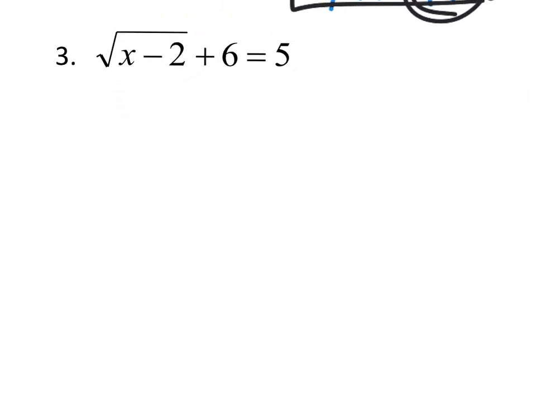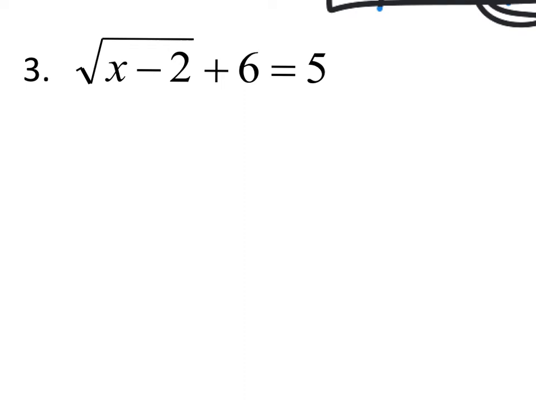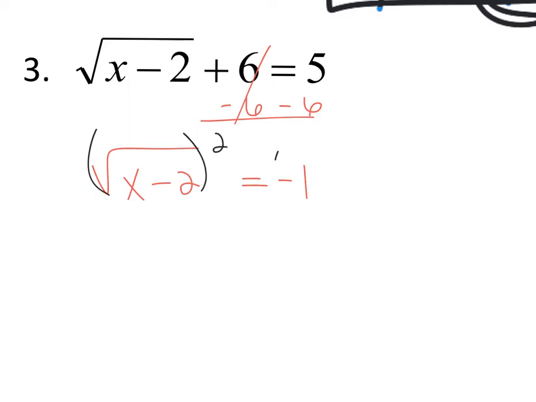Again, like I've been saying, you should try to pause the video right now and try this problem on your own. So isolate the square root equals -1. Now, if you notice, I have a square root equal to a negative number. Already this is a problem, and you could technically stop here and say there's no solution, because the square root will never give you a negative. But if you didn't realize that, go ahead and go forward with the problem.